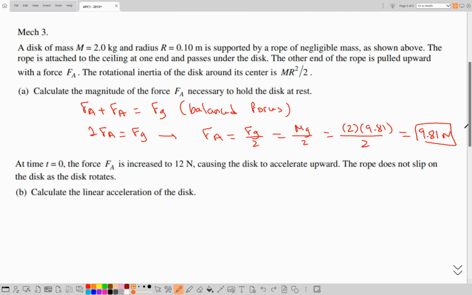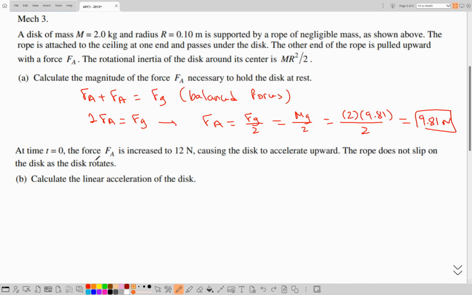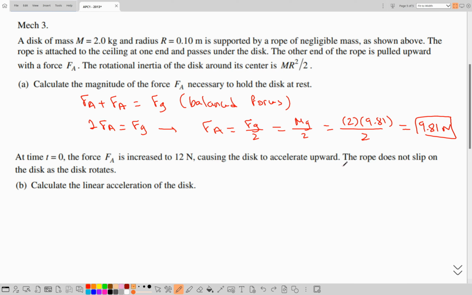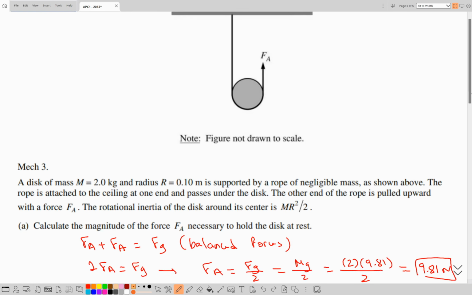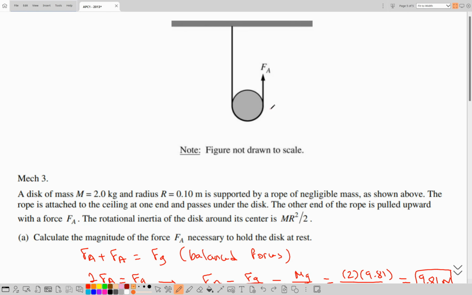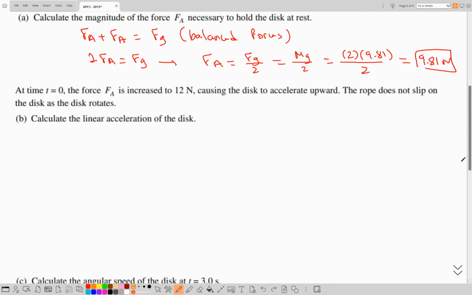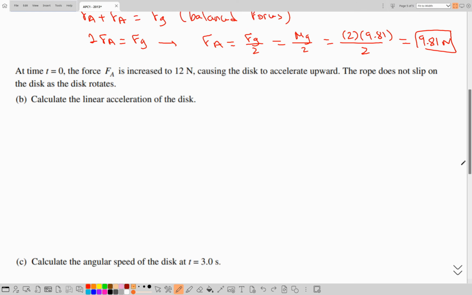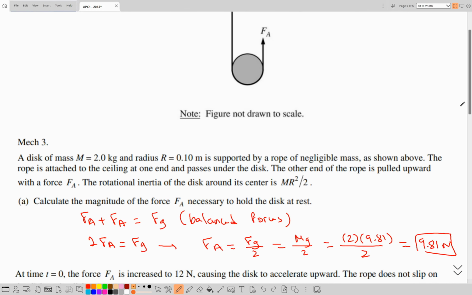Now after that they're telling us that at time t equals 0 the force Fa is increased to 12 newtons. Then 12 newtons is enough to start lifting the disc up, causing the disc to accelerate upward. The rope does not slip on the disc as the disc rotates. So here, because we don't have slipping, and the disc will perform two types of motion, translational and rotational, both variables of motion can be related. In part B, they're asking us to calculate the linear acceleration of the disc, and this is done by utilizing Newton's second law for both types of motion.